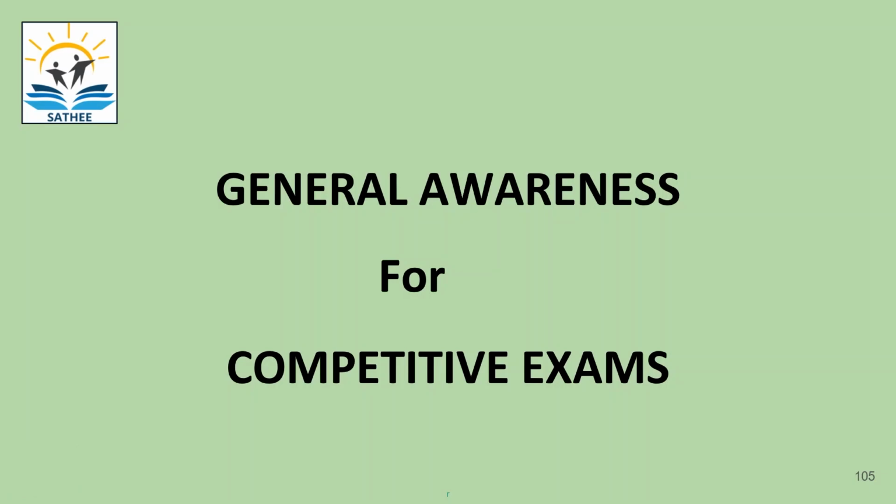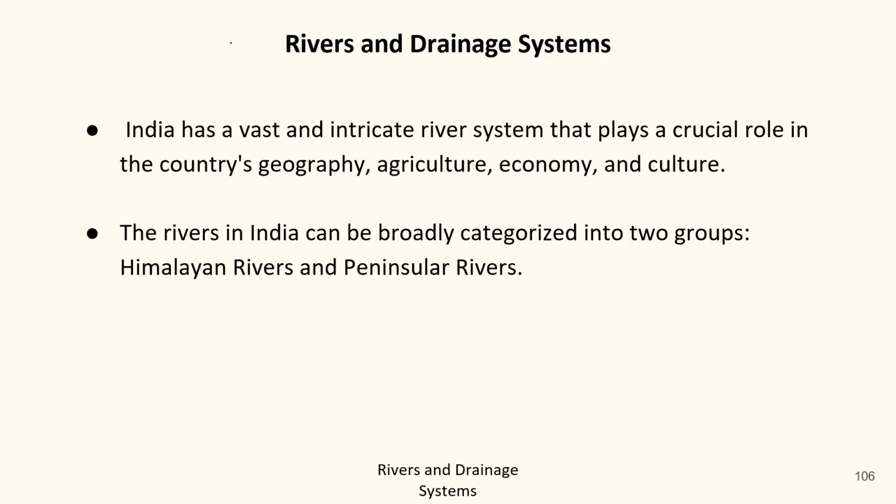So, hello everyone. So far we have completed the physical features of India, and now we will proceed with the Indian drainage system, also known as the river system of India. Okay. So, let's start. Basically, there are two main divisions in the river system of India.